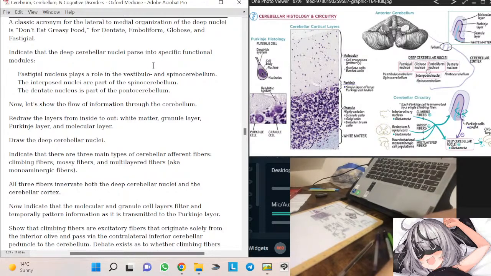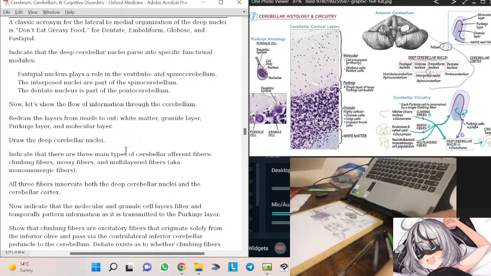Now let's show the flow of information through the cerebellum. Redraw the layers from inside to out. Substantia alba, granule layer, Purkinje layer, and molecular layer. Indicate that there are three main types of cerebellar afferent fibers: climbing fibers, mossy fibers, and multilayer fibers, also known as monoaminergic fibers. All three fibers innervate both the deep cerebellar nuclei and the cerebellar cortex.